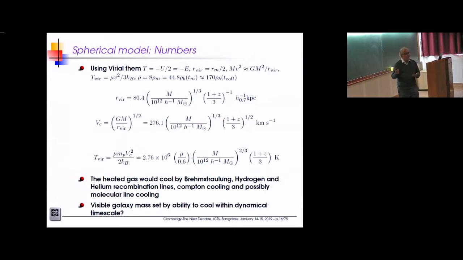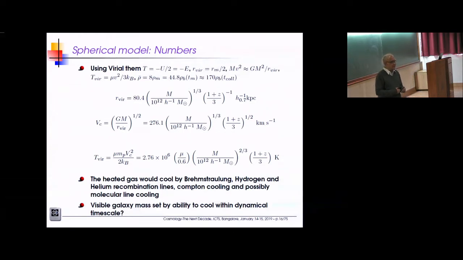These are not sacred, but they are interesting numbers to first start thinking about the whole subject. And if you put in these numbers, what you find is that if you have a dark matter halo of about 10 to the 12 solar mass, collapsing, let's say, at a redshift of 2, that's what I've normalized it to, the virial radius is about 80 kiloparsec. 100 is the number that we had earlier. The circular velocity is about 300 kilometers per second, which is a bit bigger than what we have for the Milky Way galaxy. The virial temperature is about a few times million degrees Kelvin. And this is the temperature at which the gas is.